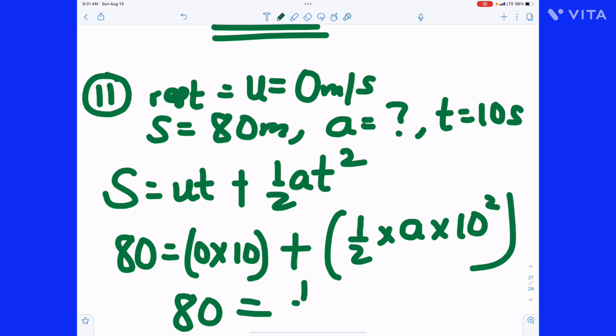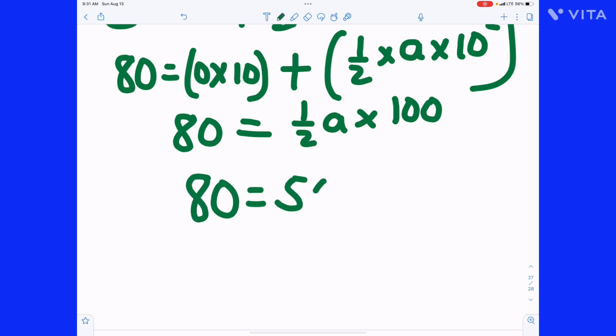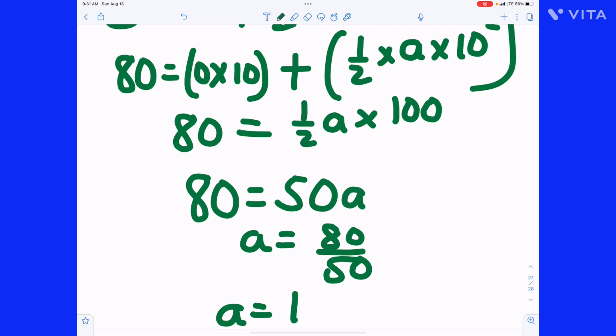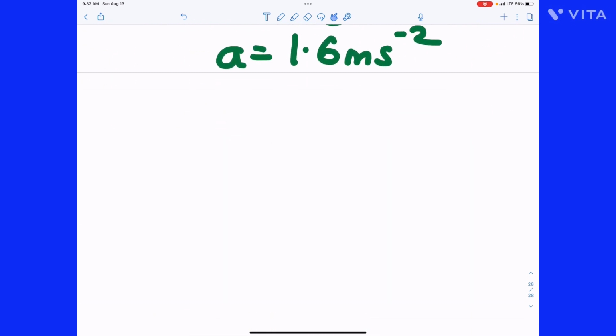We have 80 is equal to half times A times 100. That means what? 80 is equal to 50A. A will be 80 over 50, and A is 1.6 meters per second squared. That's the acceleration of the body.